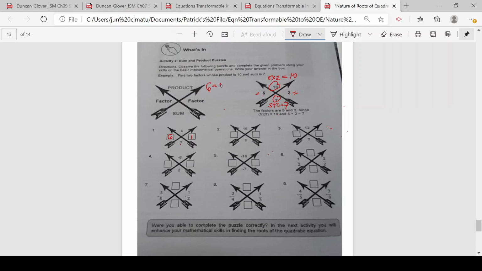So factor nito is 3 times 2, 6 yan. Pero 3 plus 2, 5 lang yan. So, 3 plus 2, 5. 7 ang kailangan. Ano pa? 6 ay 6 times 1. Yung 6 plus 1, 7. 6 tsaka 1 ang root.